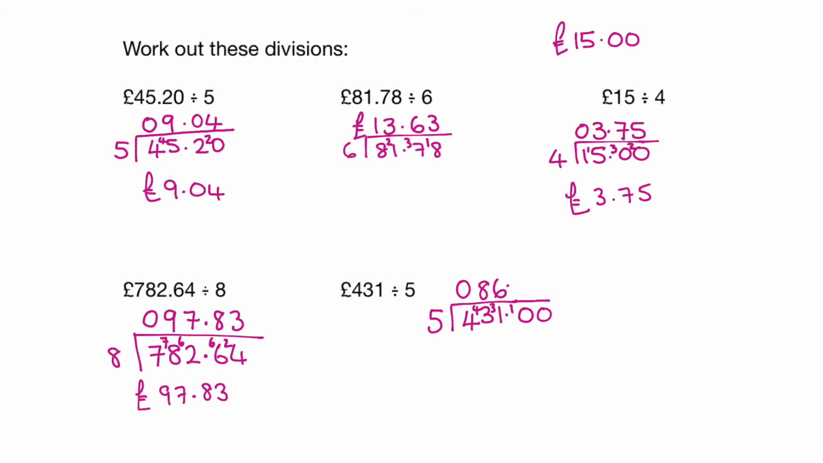So if we keep our points in line, we can now carry on. How many 5s are in 10? Well, that's 2. And then how many 5s are in 0? 0. So our answer here is £86.20. So what we're actually doing is we're putting a decimal point in to allow us to carry on with our division, which is very helpful in the case of money.